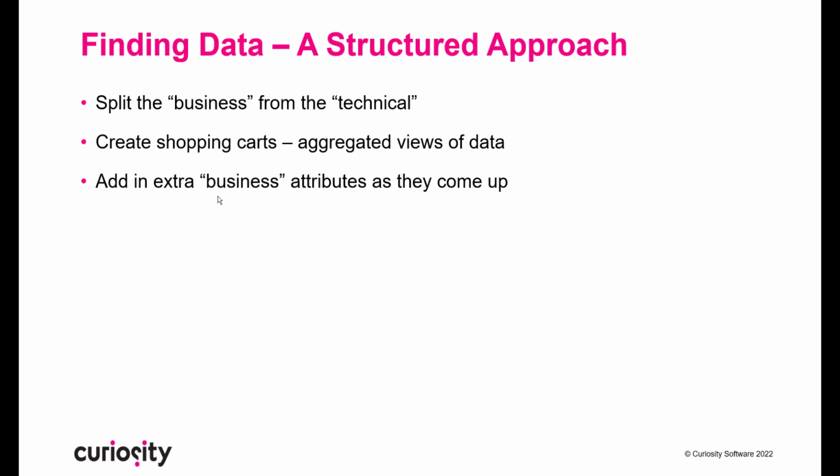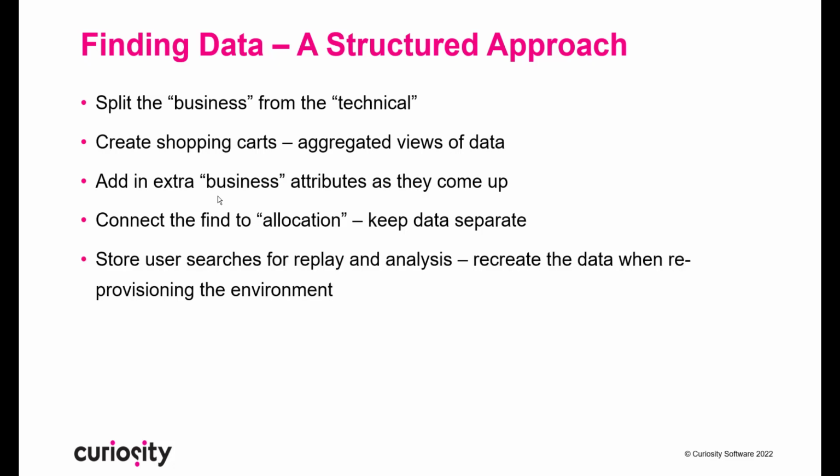You can just start with maybe the most common 80% of business attributes that you care about, and then as you move through your automation and your testing, you just add in extra business attributes then linked to the technical world. Once you've got this working, you can then think about maybe using allocation, which allows you to separate data from other testers and developers. You can also store user searches over time, which means when you come to refresh your databases or environments, you can recreate the data based on those searches, and I'll show you this in a demo later on.